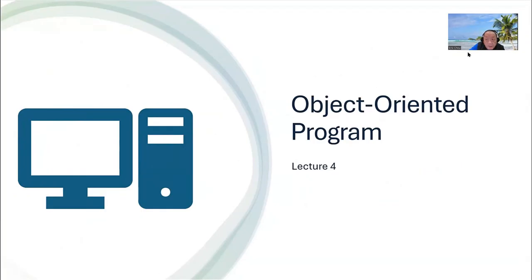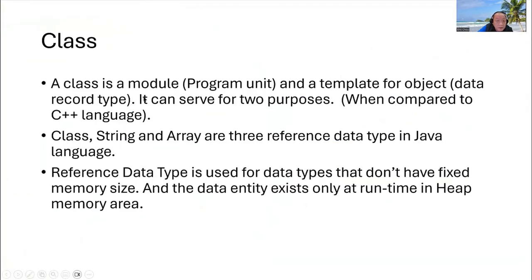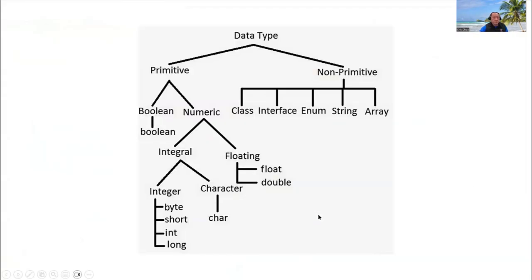Then sometimes you may have data classes; we call it object-oriented programming. In object-oriented programming, your program will have a lot of different kinds of classes: data class, program class. Those classes and the array, we call them reference types. Okay, we'll talk about it later, but object-oriented programming will need that.